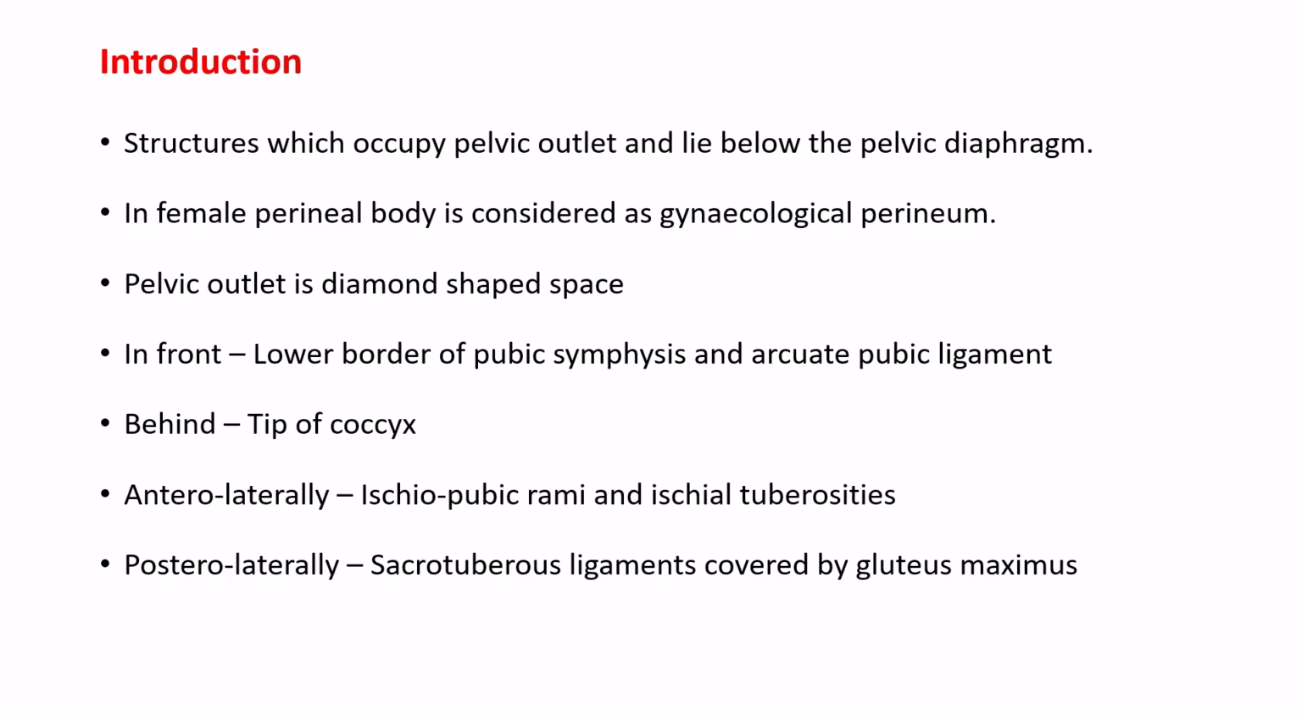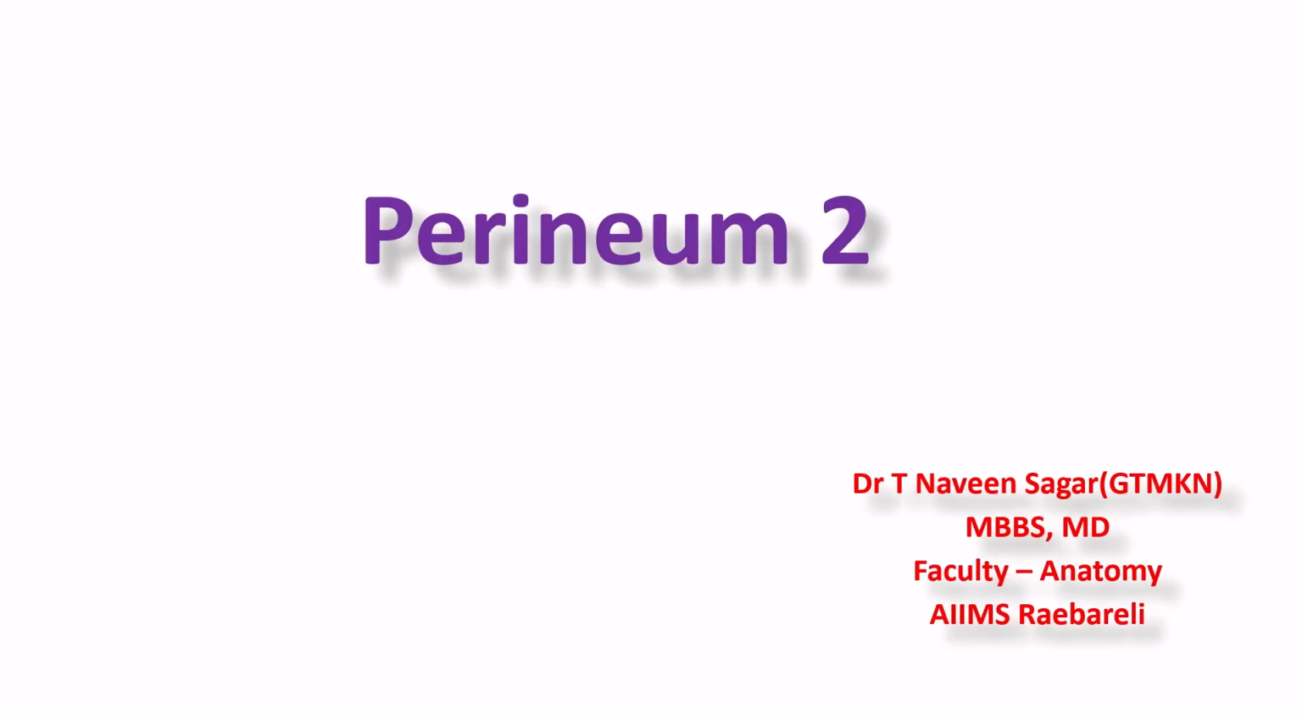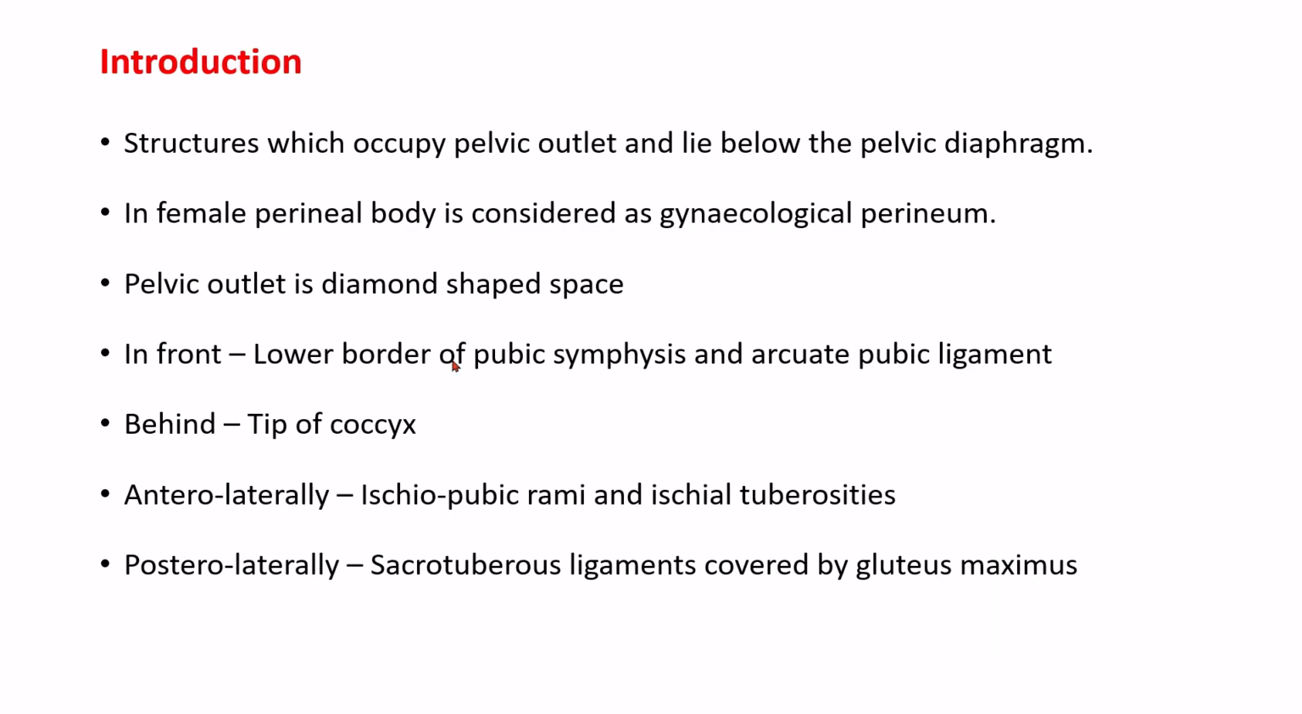In this session, we'll deal with the perineum 2, where we'll be studying the anal triangle and ischiorectal fossa. Structures which occupy the pelvic outlet and lie below the pelvic diaphragm constitute the perineum. In females, the perineal body is considered as the gynecological perineum. The pelvic outlet is a diamond-shaped space.